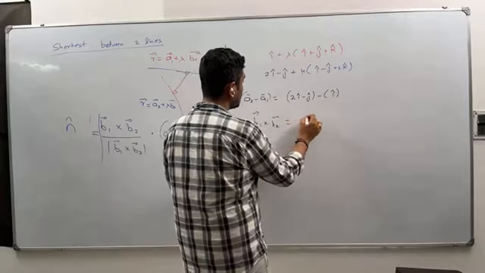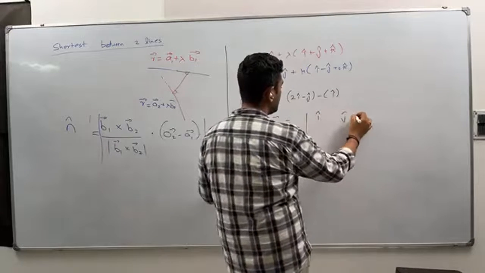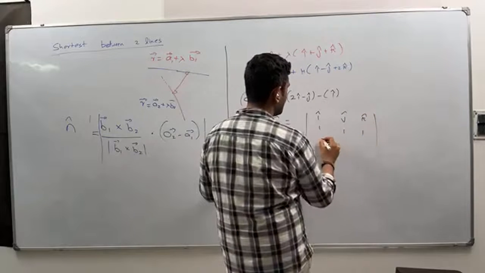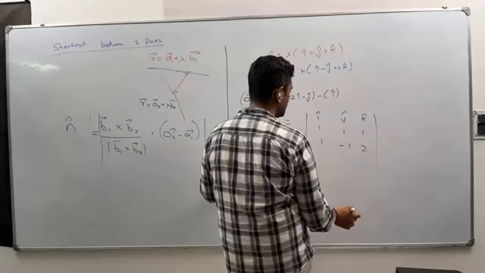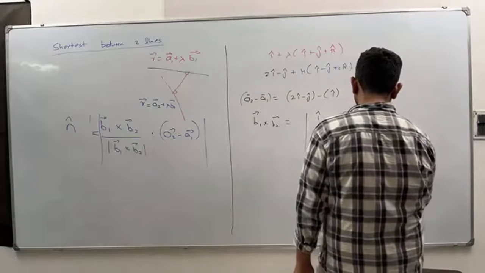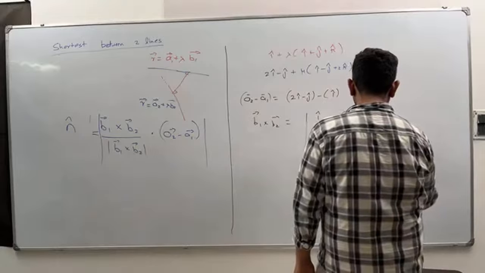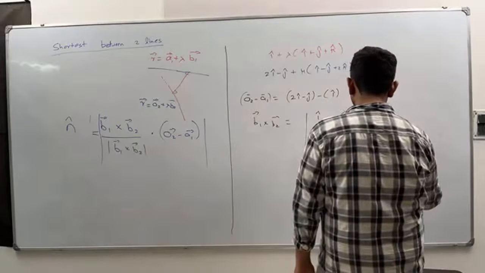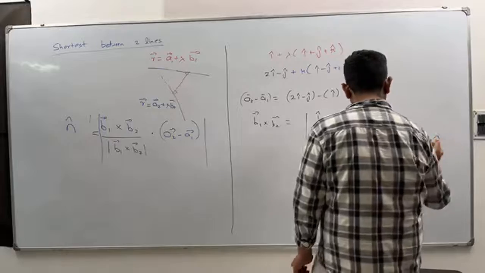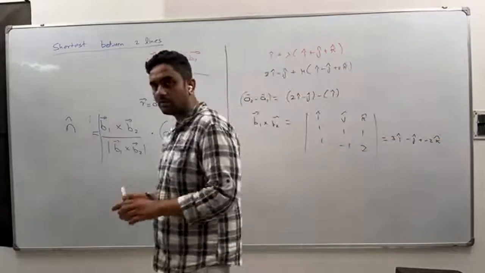So b1 cross b2 we can write like this. We can have i, j, k, then 1, 1, 1, and 1, minus 1, 2. When we simplify this, we'll get 3i cap, then for the j we'll get minus j cap, and for the k we'll get minus 2k cap. This is what we'll get.